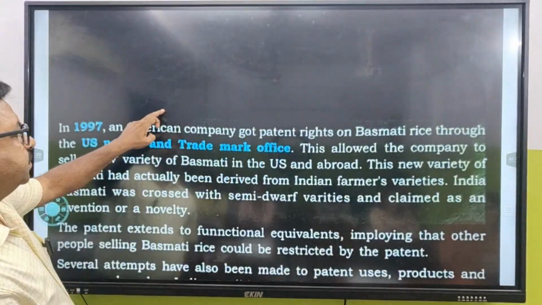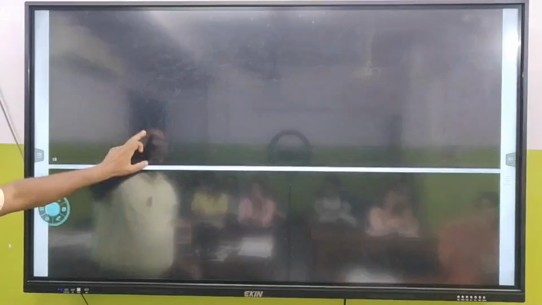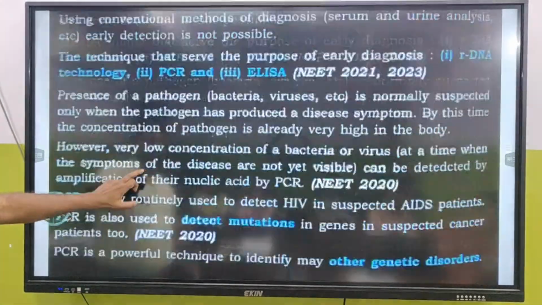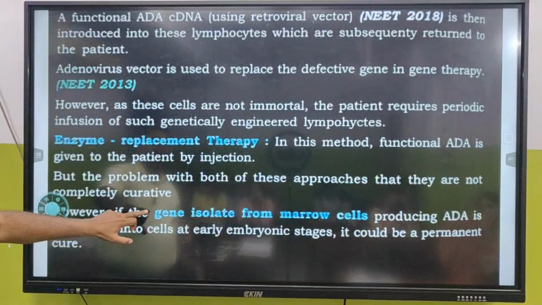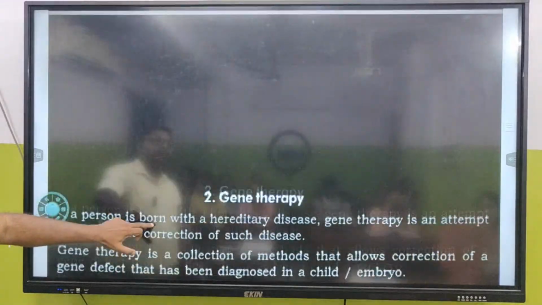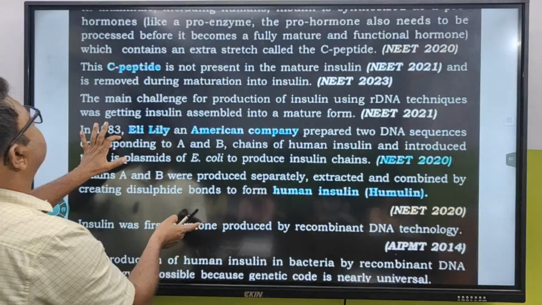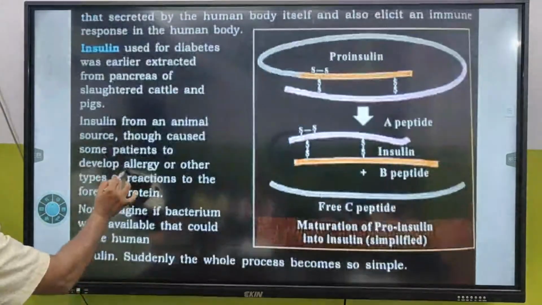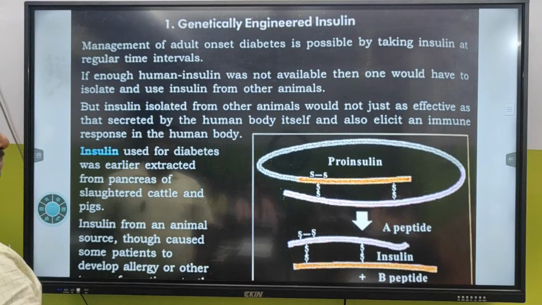Yes. Vaccine safety. Yes. Humulin, ELISA, molecular diagnosis. Okay. Now, before gene therapy, we have got humulin. This is humulin. See. Okay. Genetically engineered insulin.